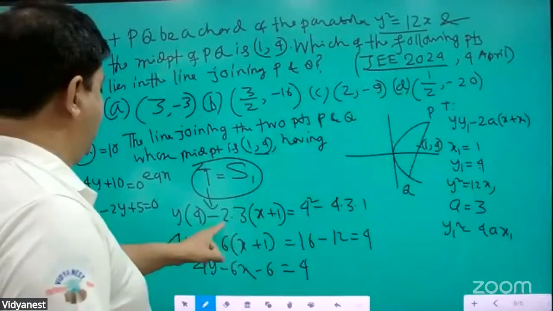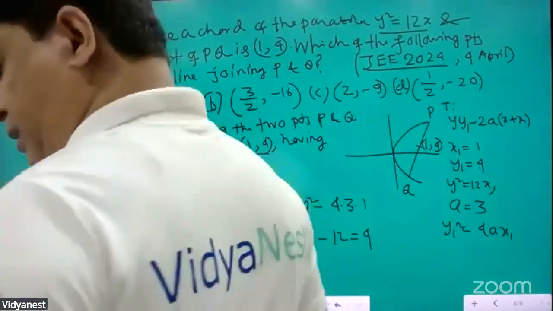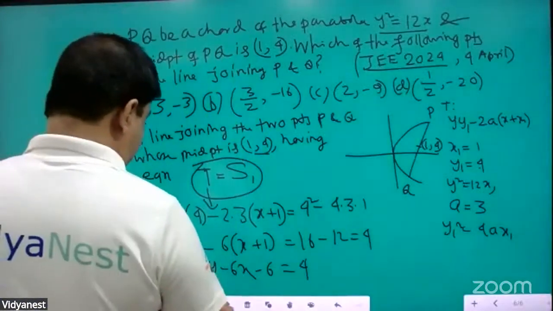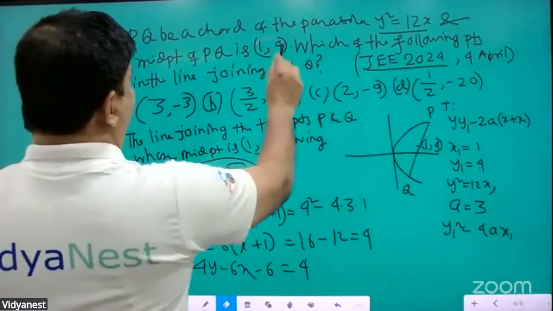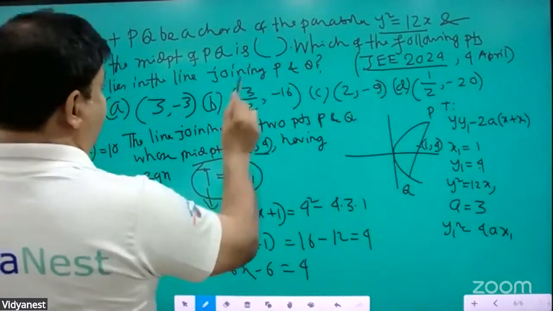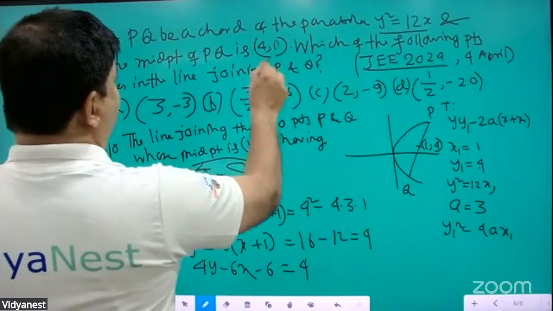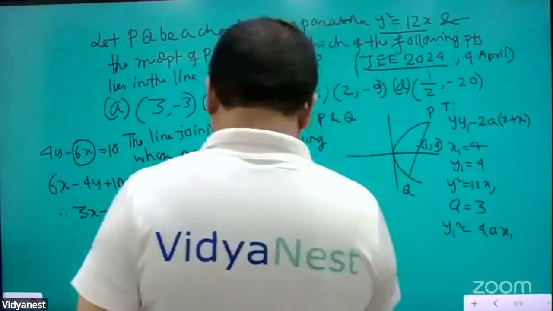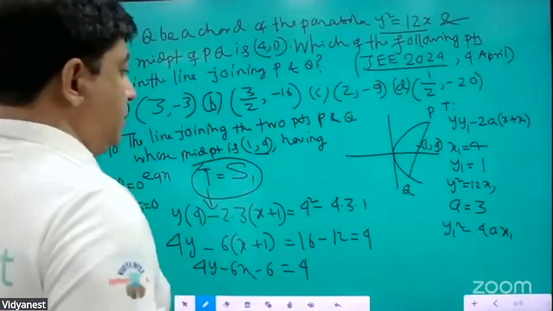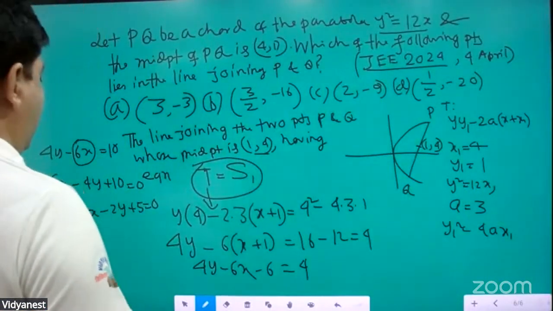Just go through it at a glance. What is the point? 1, 4. Oh, there is a mistake in the question. That is 4, 1 given. Otherwise, the answer will come, but it will not match. I just reversed it; I copied it wrongly. This is 1. Please rectify it. So, a little bit of changes will occur.